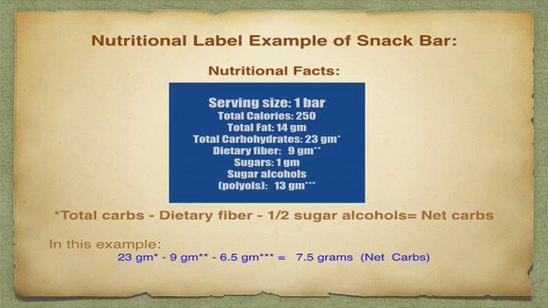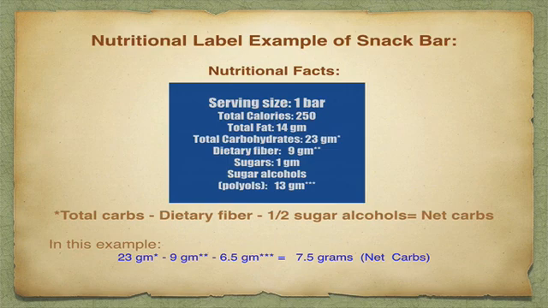Sugar alcohols, or also commonly called polyols, but usually on a label it will be indicated as sugar alcohols, although sometimes they'll specifically list if it's erythritol or xylitol so that you know it's not like any other garden variety sugar alcohol. But in general, you'll see a heading that says sugar alcohols. In this case, it's 13 grams. So if we apply that formula, total carbohydrates minus the dietary fiber, so 23 minus 9, minus 1/2 the sugar alcohols, which in this case is 13 total, so 6.5. So 23 minus 9 minus 6.5 grams equals 7.5 grams of net carbs.